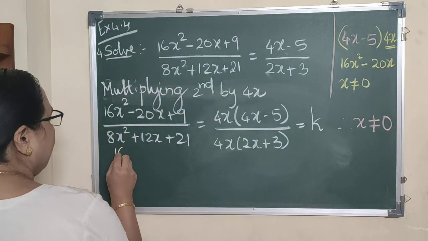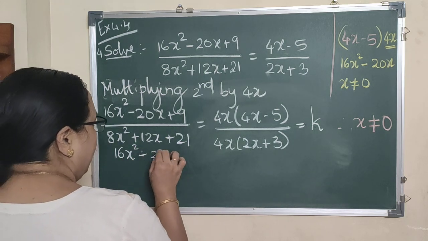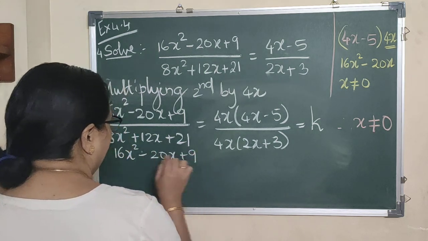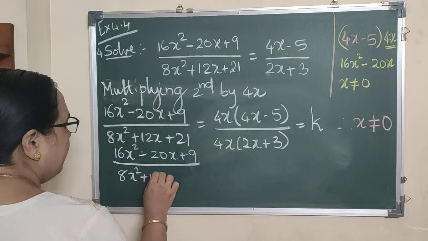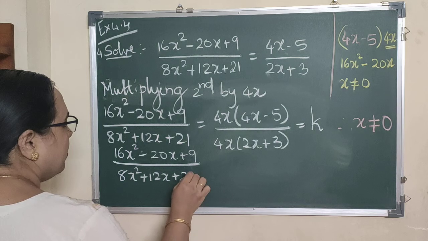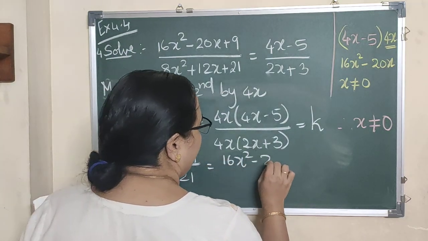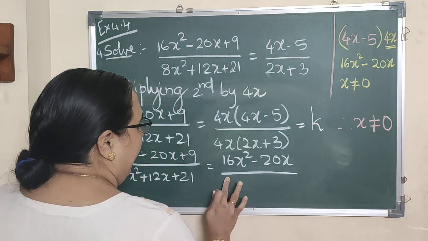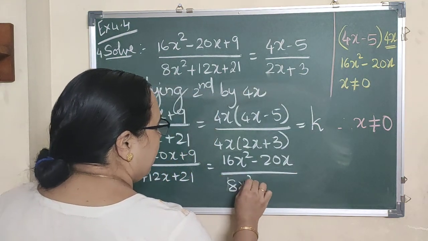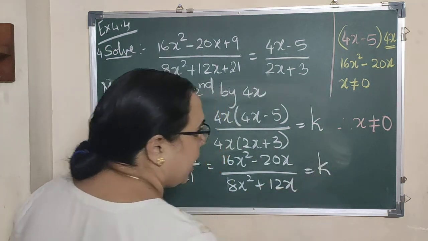Now let us solve further. The left hand side of the equal to remains as it is, no change here. But the term here becomes (16x squared minus 20x) upon (8x squared plus 12x), that is equal to k.